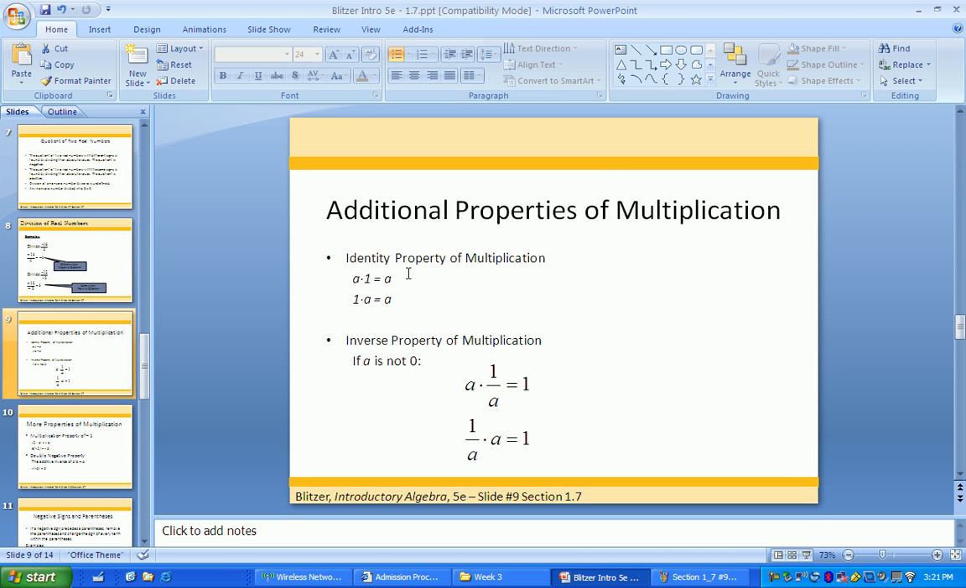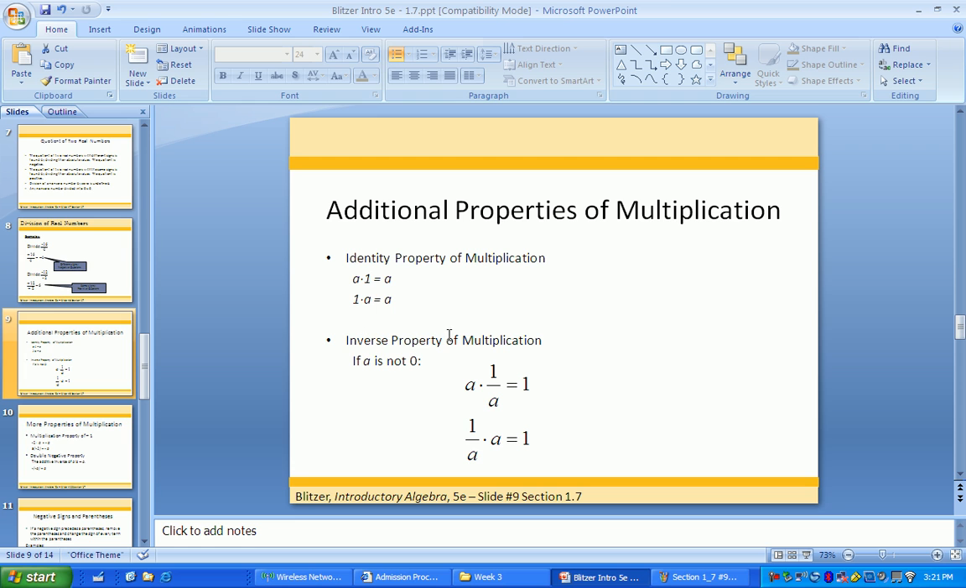Additional properties of multiplication. A times 1 is just equal to A. It doesn't change it at all. 1 times A is still just equal to A. So we're going to use this property over and over again in algebra. Anything times 1 is still just itself.